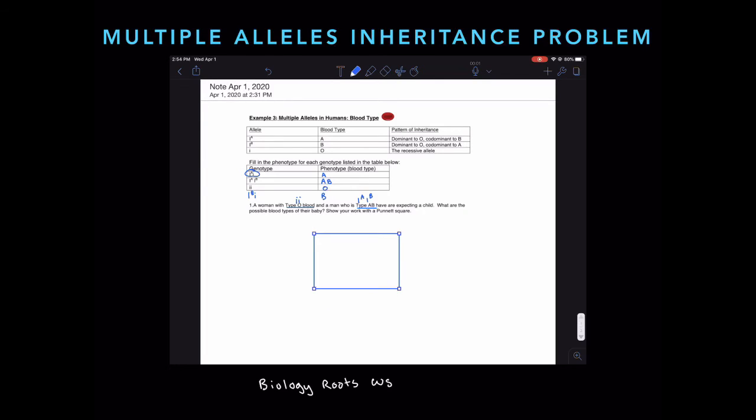Here I will be crossing the type O blood versus the type AB blood. First, I'm writing the recessive ii for O, and then the codominant AB. I'm getting a heterozygous A, another heterozygous A, heterozygous B, and another heterozygous B. Let's write the genotype to figure out the outcome of these offspring.